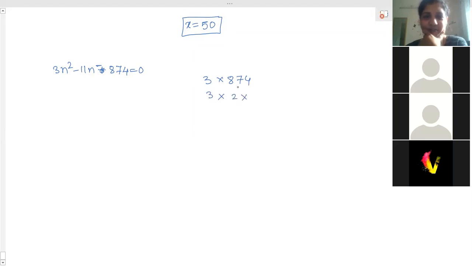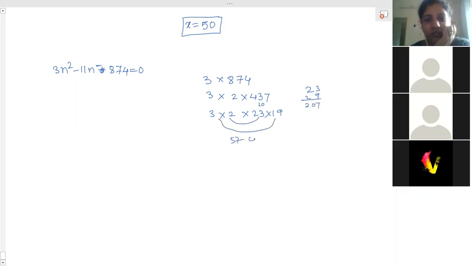Then I checked, this is what I'm getting. Ma'am, it's 57 and 46. 57 and 46. Then it is divisible by 23. 23 into 1, 20, 207, 19. Yes. So it is 23 2s are 46, 19 3s are 57. 57 and 46.